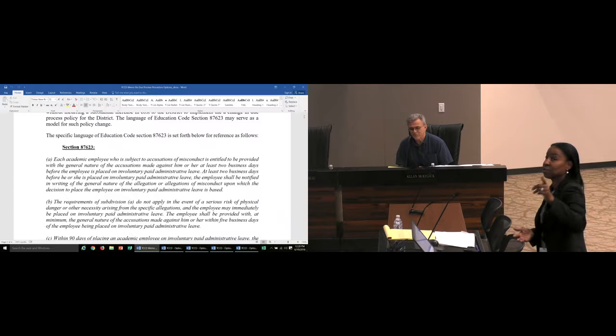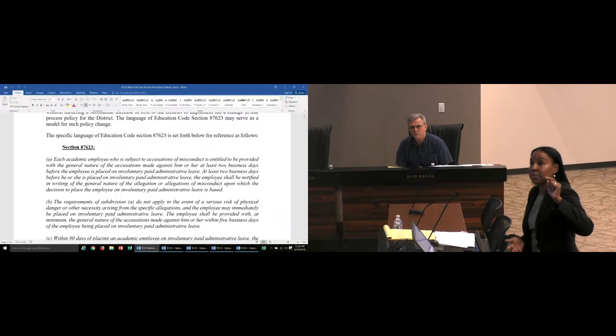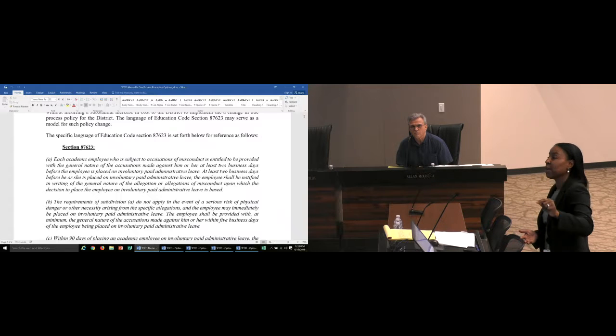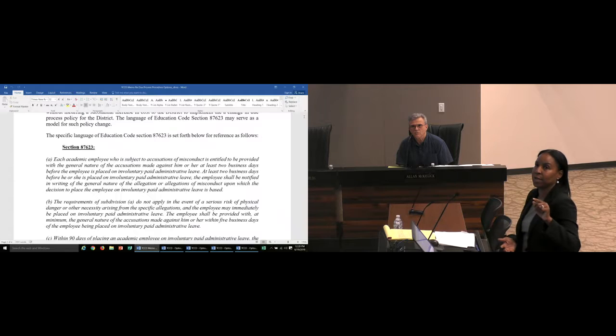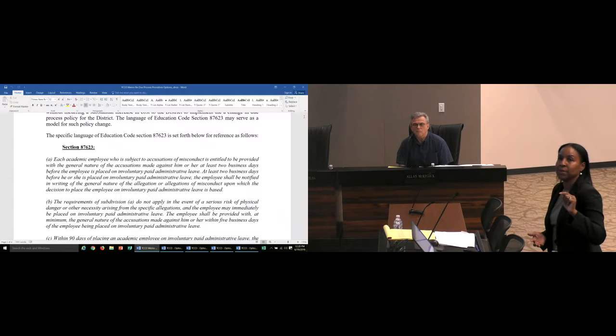That's why the state legislature put general nature, because it's the speed with which you know that is what's carrying this statute. At least 2 business days before he or she is placed on involuntary paid administrative leave. That's the first paragraph. The second paragraph mentions in the event of a risk of serious physical danger.